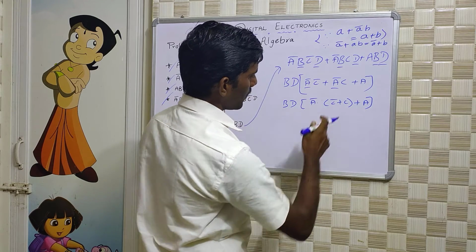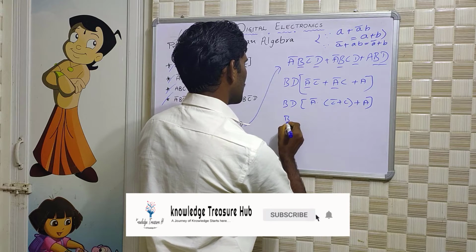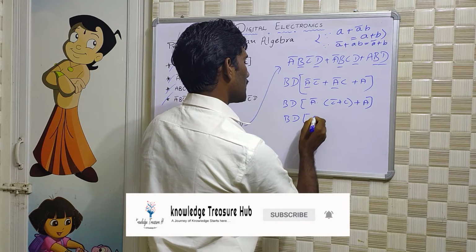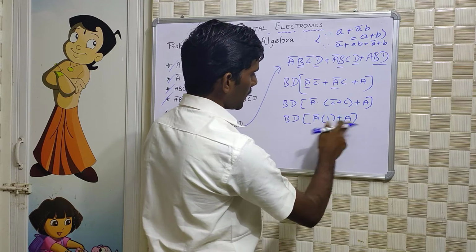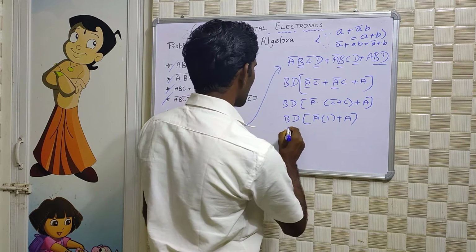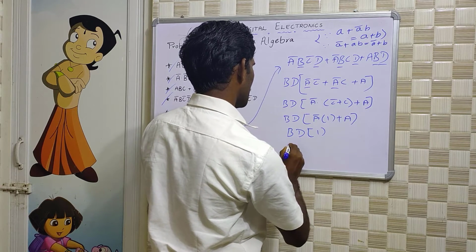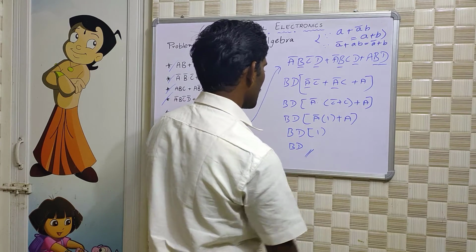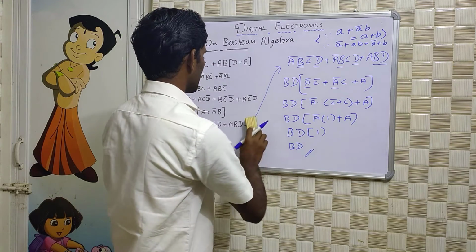So we know A plus A bar is equal to 1. C plus C bar is also 1. So then it will be B D into A bar into 1 plus A. So A plus A bar again will be 1. So B D is the answer for this question. Right?